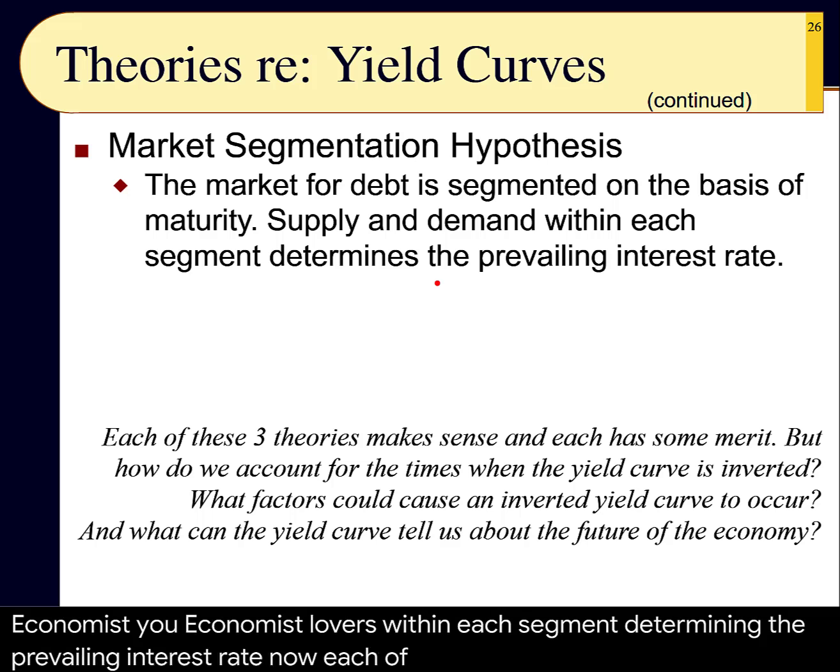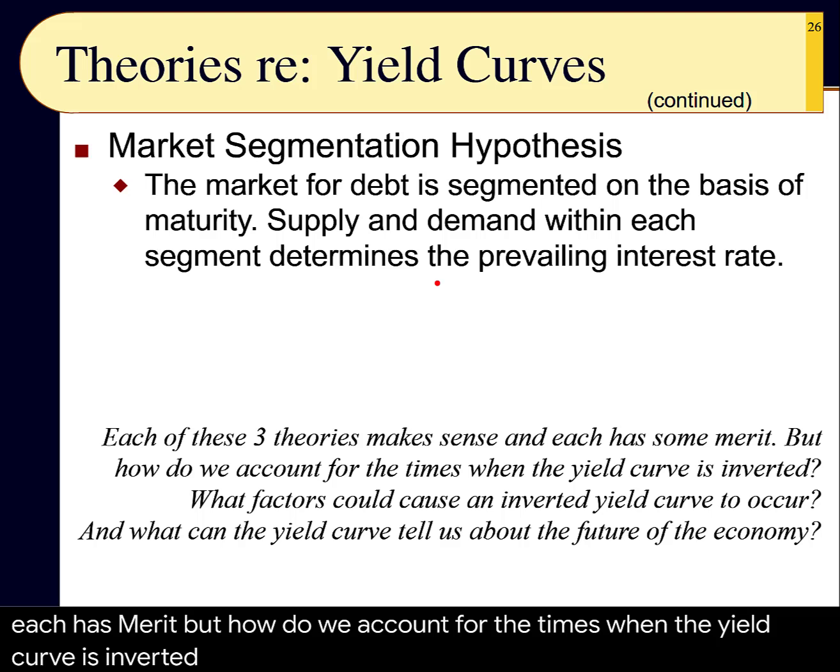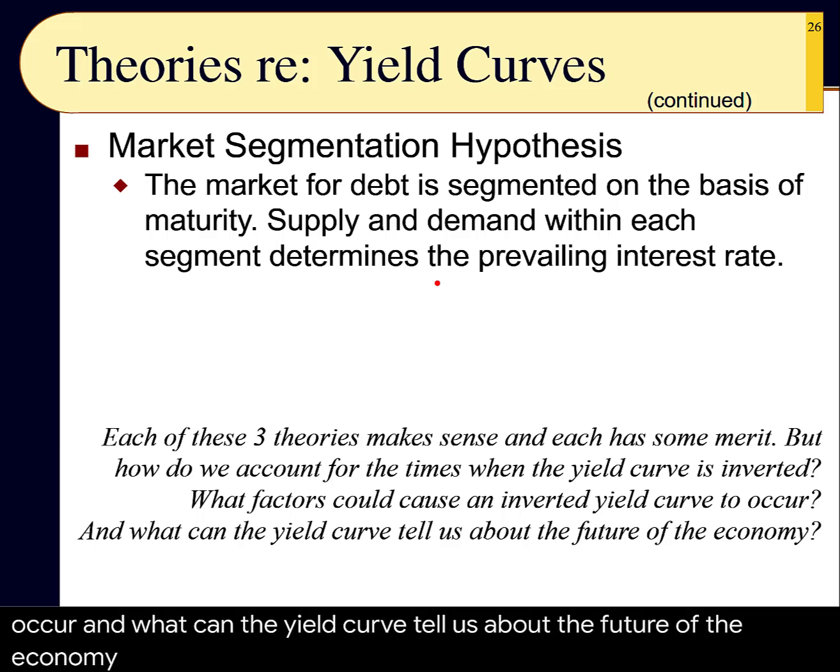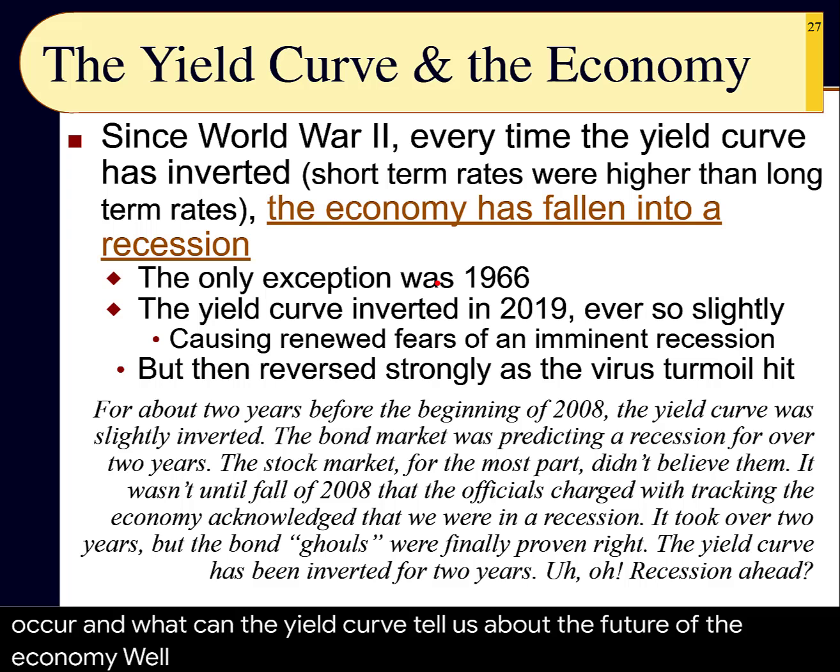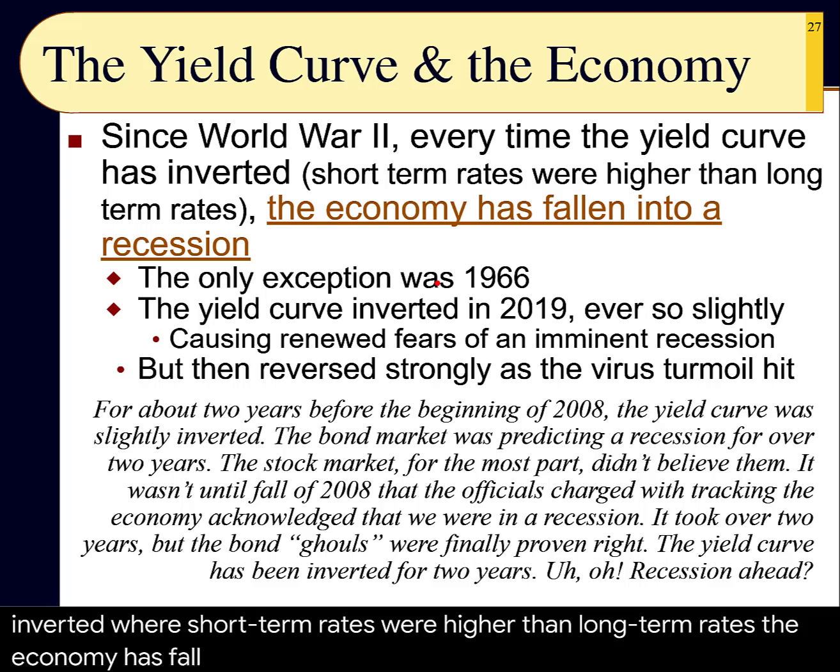Now, each of these three theories makes sense. Each has merits. But how do we account for the times when the yield curve is inverted? What factors could cause an inverted yield curve to occur? And what can the yield curve tell us about the future of the economy? Well, slide 27. Since World War II, every time the yield curve has inverted, where short-term rates were higher than long-term rates, the economy has fallen into a recession.